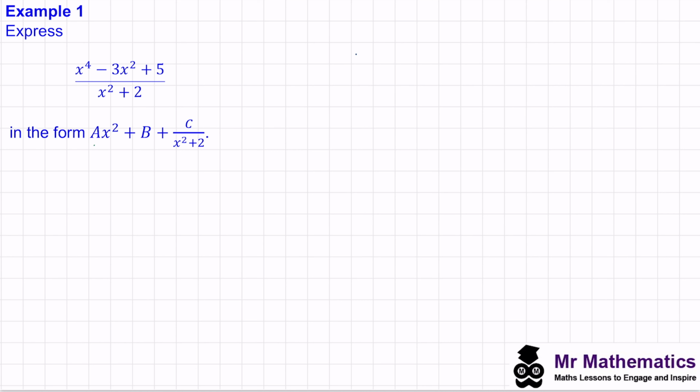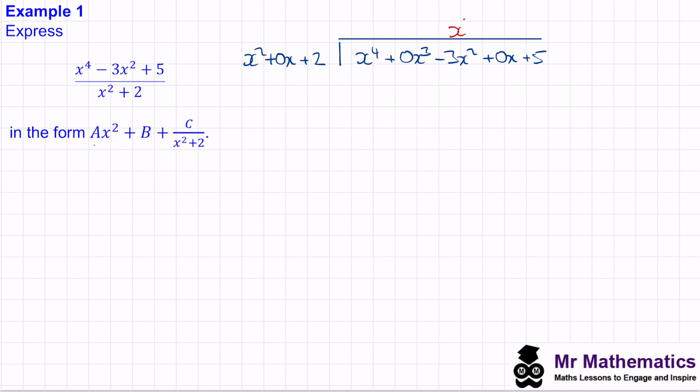So we have our numerator, x to the 4, plus 0x cubed minus 3x squared plus 0x plus 5. And we're dividing this by x squared, plus 0x, and a positive 2 for a constant. So to carry out this division, we'll start by dividing this x to the 4 by x squared, and we get positive x squared.